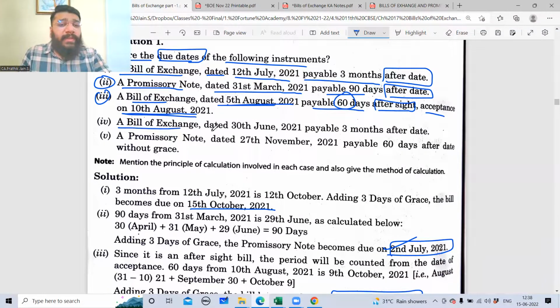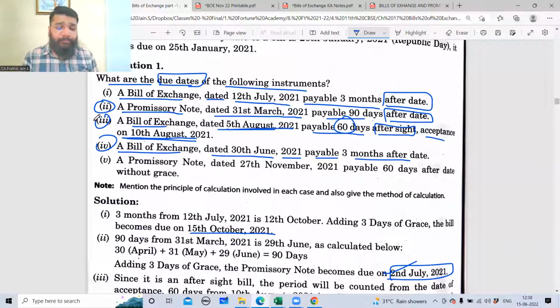Fourth point, a bill of exchange dated 30th June 21, payable 3 months after date. I want you to calculate this. Please do this 4th and the 5th question and tell me what answer you're getting. Guys, please work out, have the habit of working out, or else you'll not get the flow. Work out, guys.